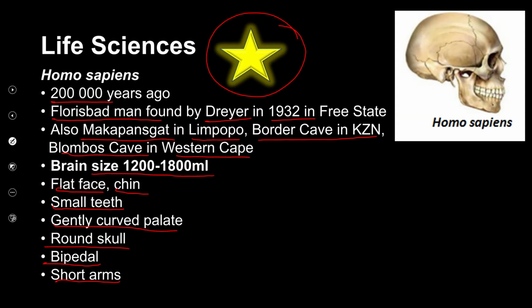They had a flat face, a defined chin, small teeth, a gently curved palate, a rounded skull. They were bipedal, and they had shorter arms. And here in the diagram you can see very nicely where the cranial capacity is much greater. You can see there's a much larger forehead, and remember that's where the frontal lobe is, where your intelligence and your higher thinking and communication is situated.